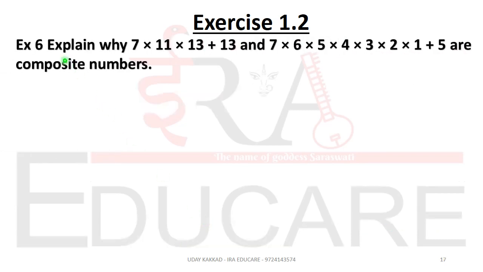Now next is: explain why 7 multiplied by 11 multiplied by 13 plus 13, and 7 multiplied by 6 multiplied by 5 multiplied by 4 multiplied by 3 multiplied by 2 multiplied by 1 plus 5 are composite numbers. So what is a composite number? A composite number is the multiplication of prime numbers, or a product of prime numbers, which you learned in previous slides, by the fundamental theorem of arithmetic, right?